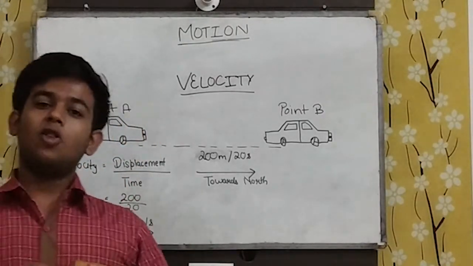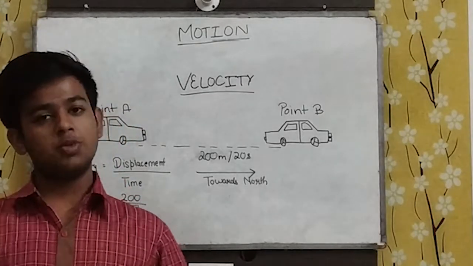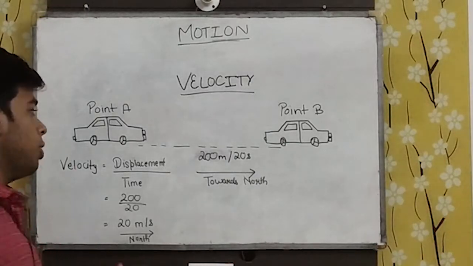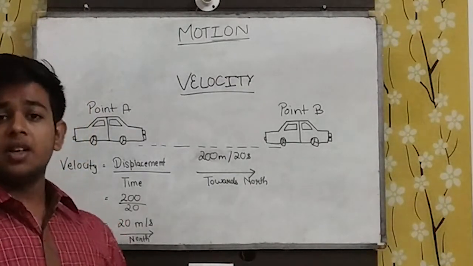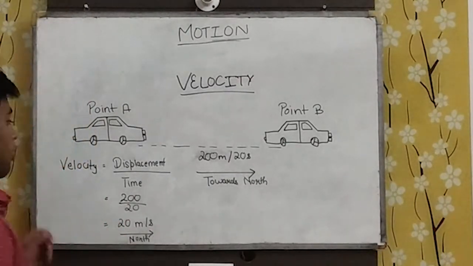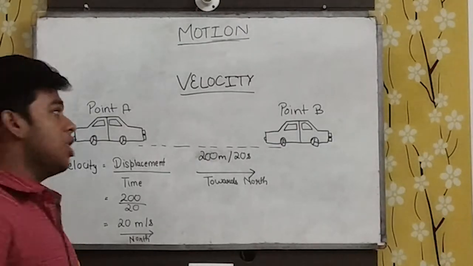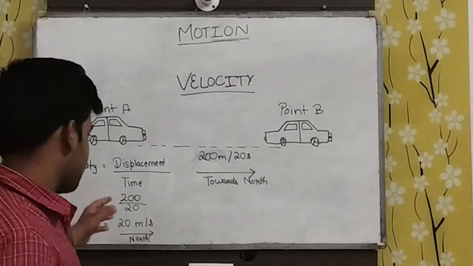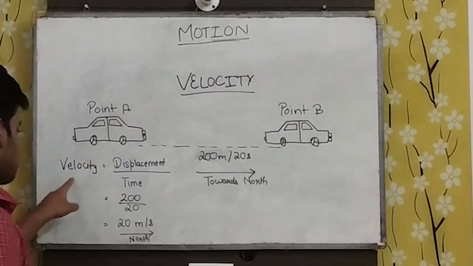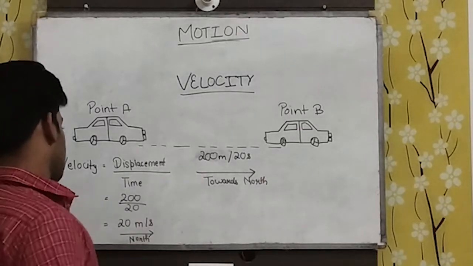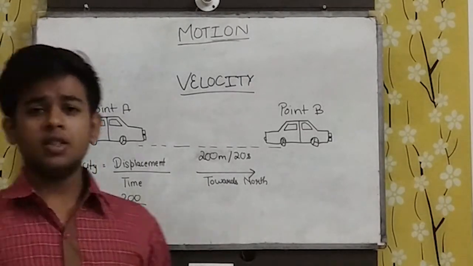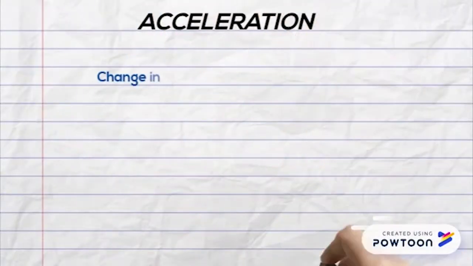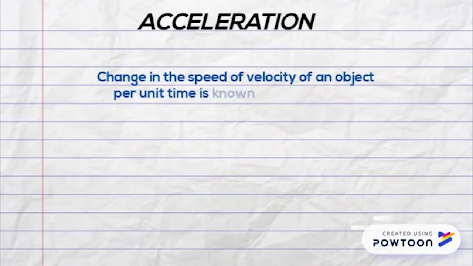What is velocity? Velocity is the rate of change of position of an object with reference to time. In this case, a car displaces from point A to point B, which covers a distance of 200 meters in 20 seconds. Formula to calculate velocity is displacement upon time. In order to calculate the velocity of this car, we need to put the values of displacement and time. In this case, velocity equals to 200 meters upon 20 seconds, which eventually gives us 20 meters per second towards north. Thank you.